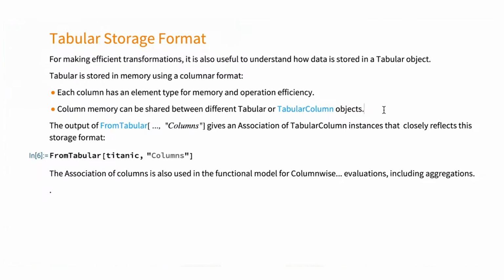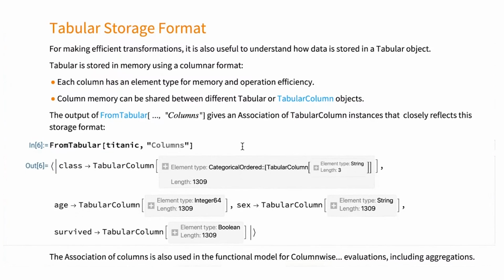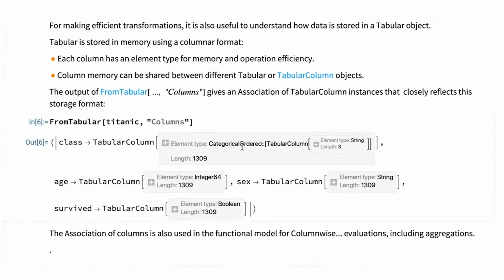So it's a little bit like a Wolfram Language expression, but it's a vector valued expression instead of a scalar expression, which is what you're used to using. There's another command called FromTabular that converts from tabular to various forms, and one of the forms that's particularly useful is columns. If I look at FromTabular of columns, I get an association of columns. This is very close to the actual internal representation for tabular: a bunch of keys, which are class, age, sex, and survive, and then these tabular column objects.